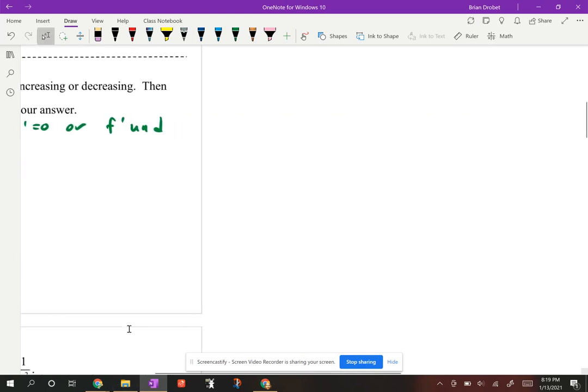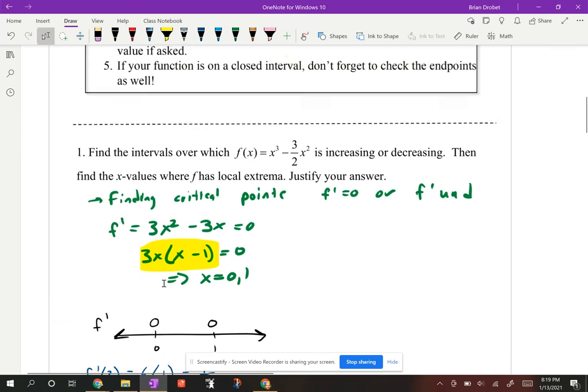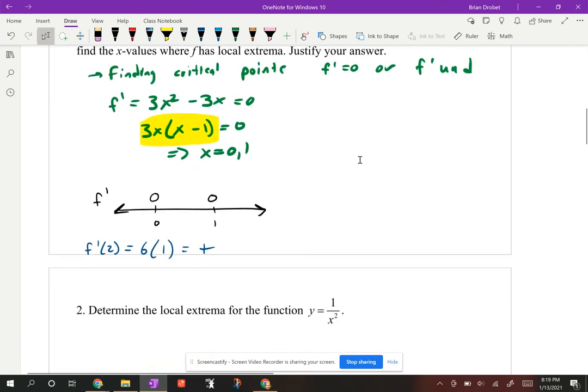I only care that it's positive. Remember that a positive derivative tells me that my function is increasing. So I now know that when I choose a number greater than 1, I get a positive derivative, and I'll denote that it's increasing by putting an arrow right there.